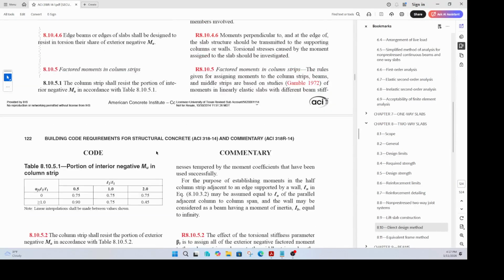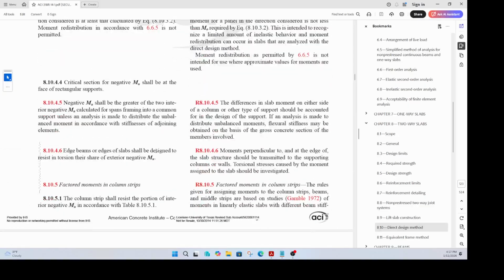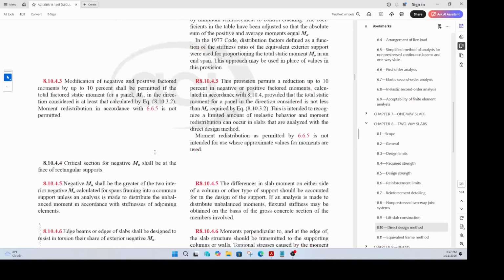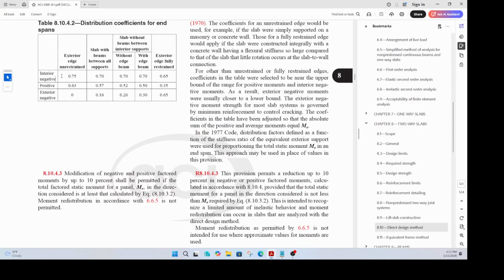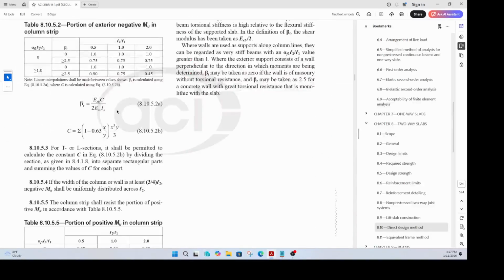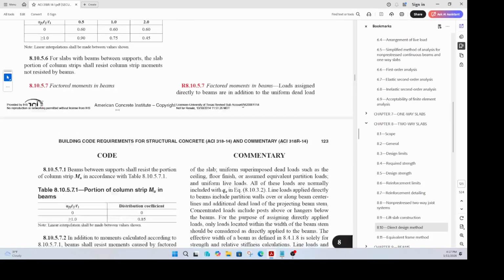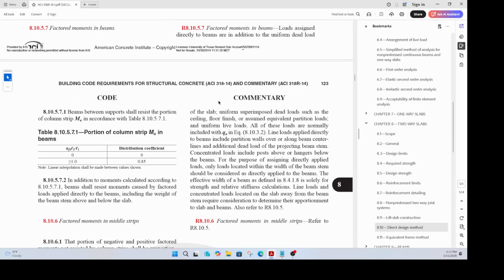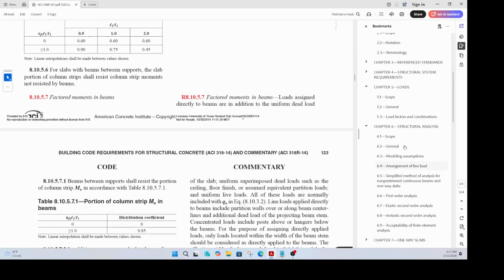And the next step is to take that moment that has been distributed, let's say, take the negative moment and further divide it or push it into a column strip and a middle strip. Okay. And I think we'll reserve that for slightly deeper discussion. That completes direct design method.